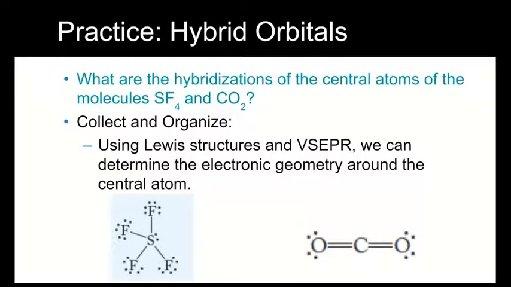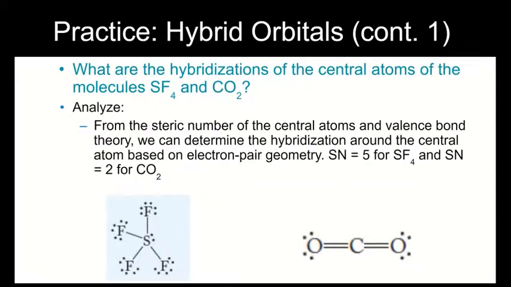All right, so let's do a little bit of practicing. What are the hybridizations of the central atoms of the molecules SF4 and CO2? So let's go through these. And when we are looking for the hybridization, we are looking at that central atom. So the first thing you need to do is draw some Lewis structures. So here we have already drawn the Lewis structures. Here's SF4 and here's CO2. Then you're going to count the steric number around them. So from the steric number of the central atoms and the valence bond theory, we can determine the hybridization around the central atom based on electron pair geometry.